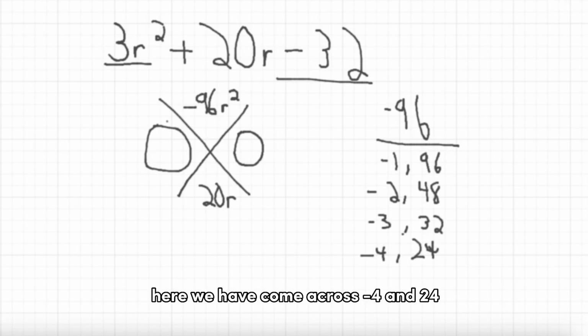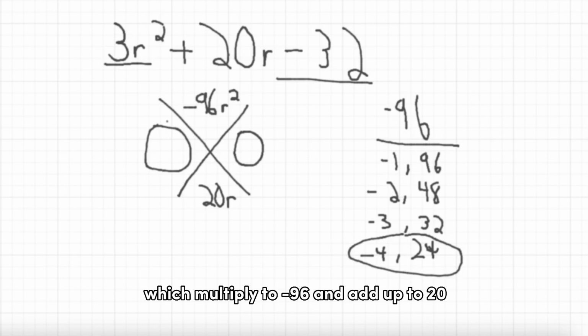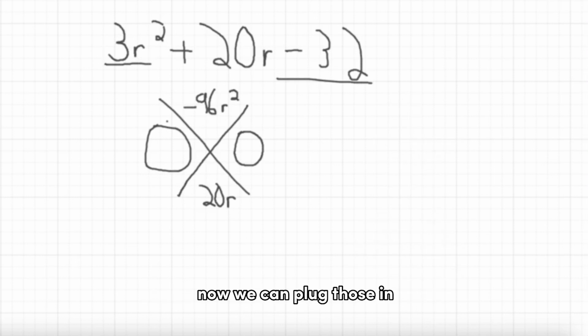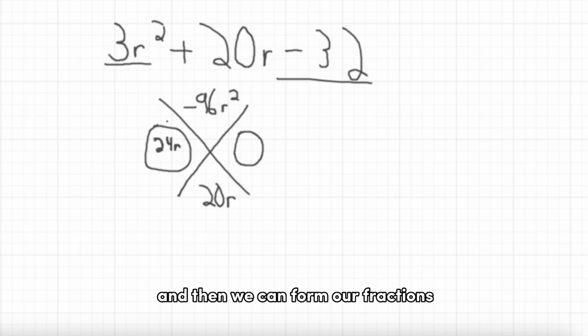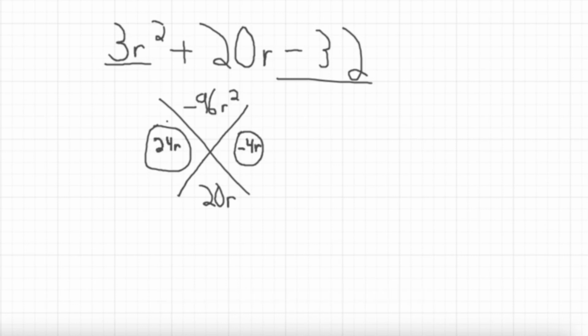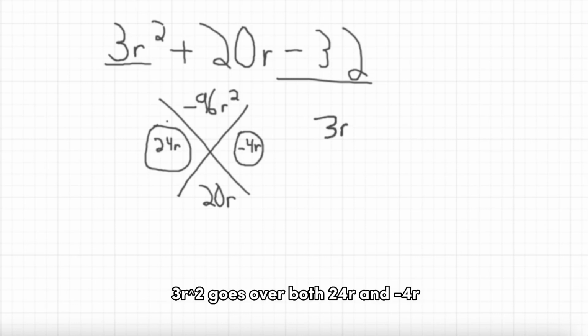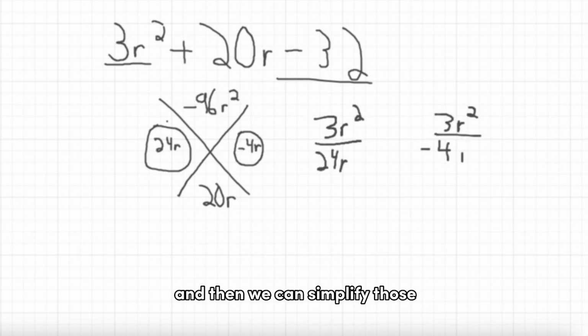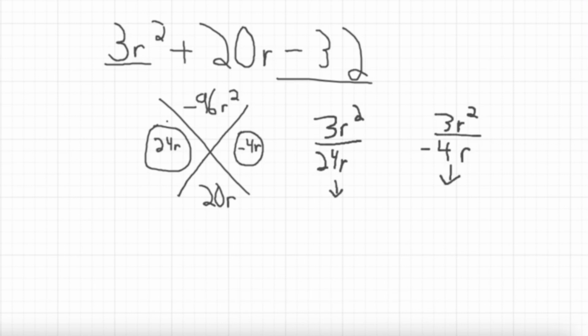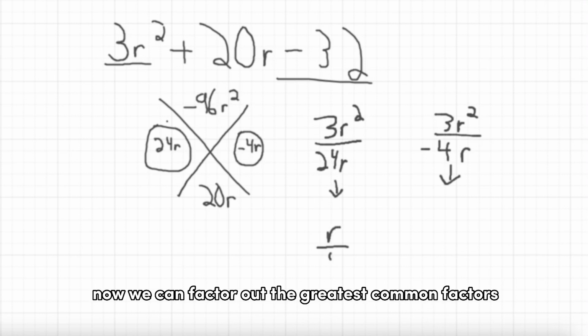Here we have come across negative 4 and 24, which multiply to negative 96 and add up to 20. Now we can plug those in, and then we can form our fractions. 3r squared goes over both 24r and negative 4r, and then we can simplify those. Now we can factor out the greatest common factors.